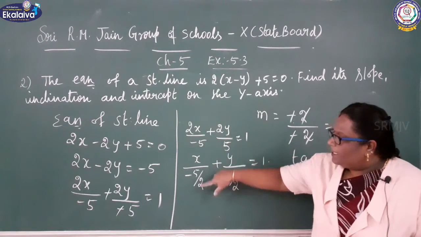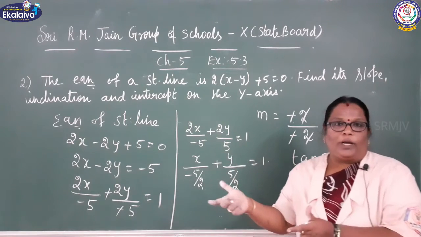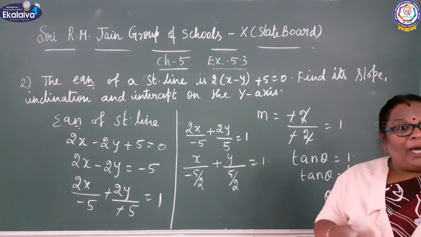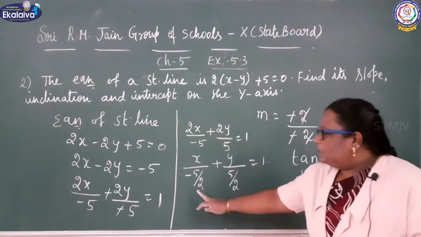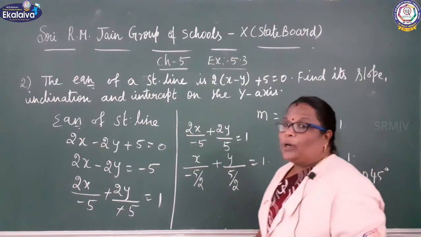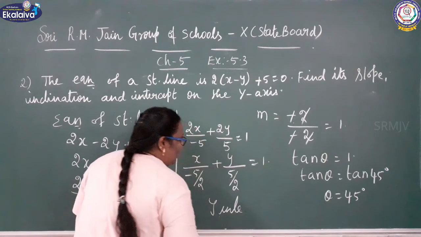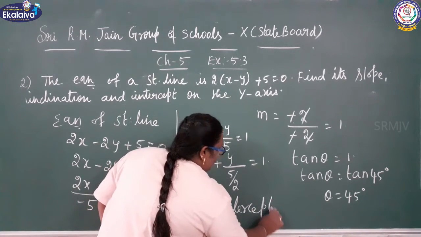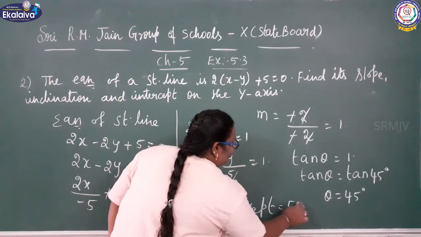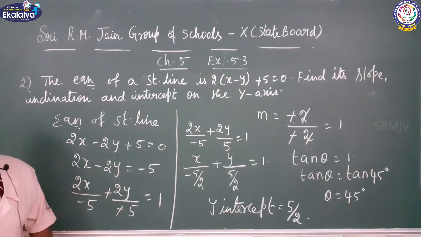x by minus 5 by 2, because it is in the form of x by a plus y by b equal to 1. So x by minus 5 by 2 plus y by 5 by 2 equal to 1. This is nothing but x intercept and this is nothing but y intercept. So what is the y intercept value? Y intercept equal to 5 by 2. X intercept means minus 5 by 2.